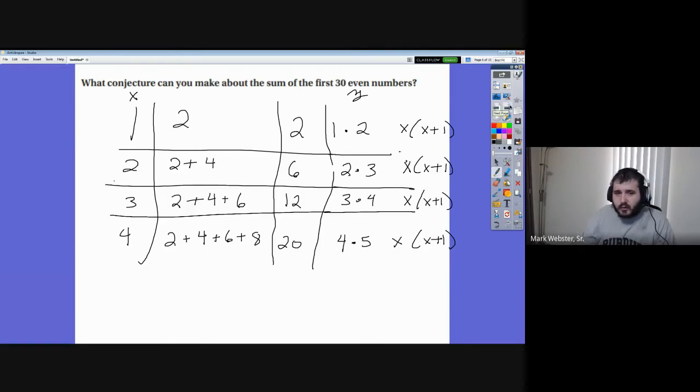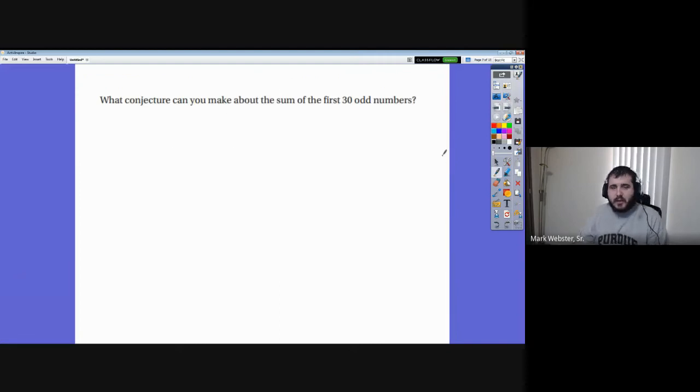Try this one on your own. Same idea, right? What conjecture could you make about the sum of the first 30 odd numbers? So we did even numbers, we added up all the even numbers. Now let's try adding up all the odd numbers. All right, so let's go over this. Once again, I'm going to do the same thing. I'm going to make myself a little chart just so I can look.